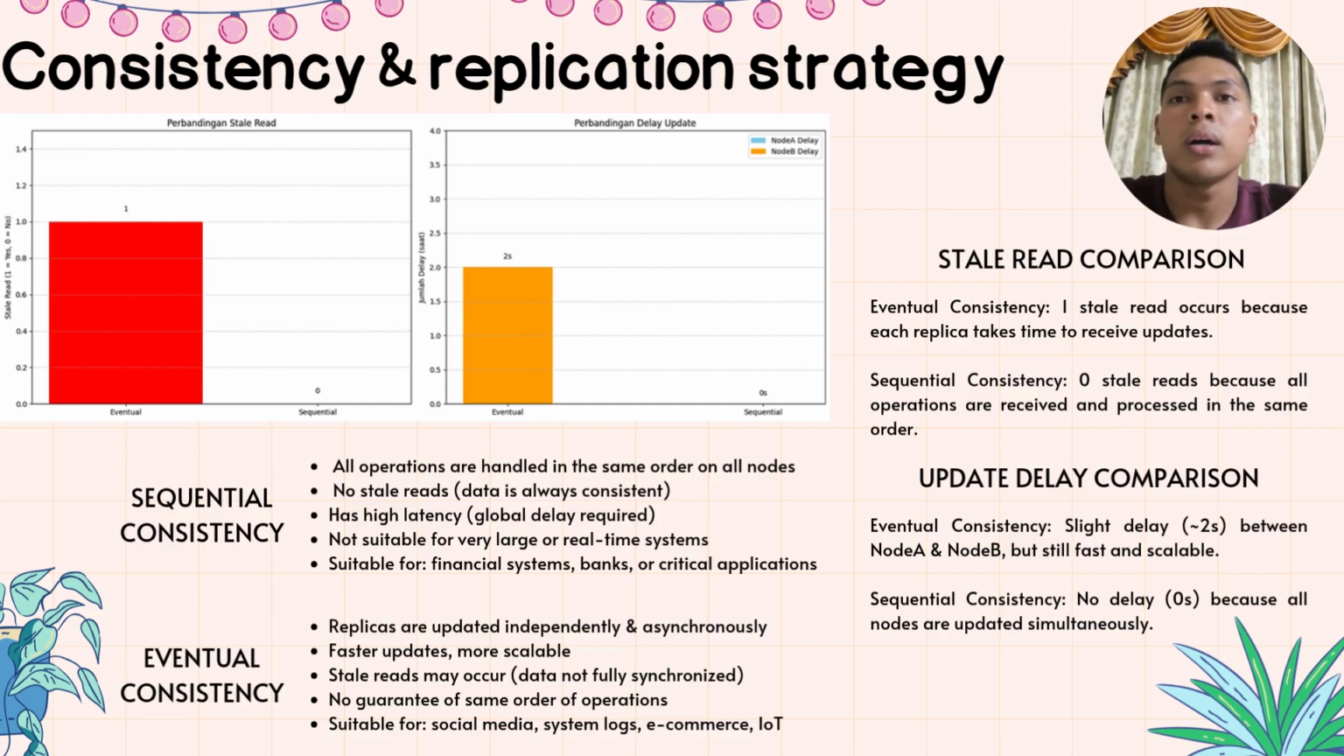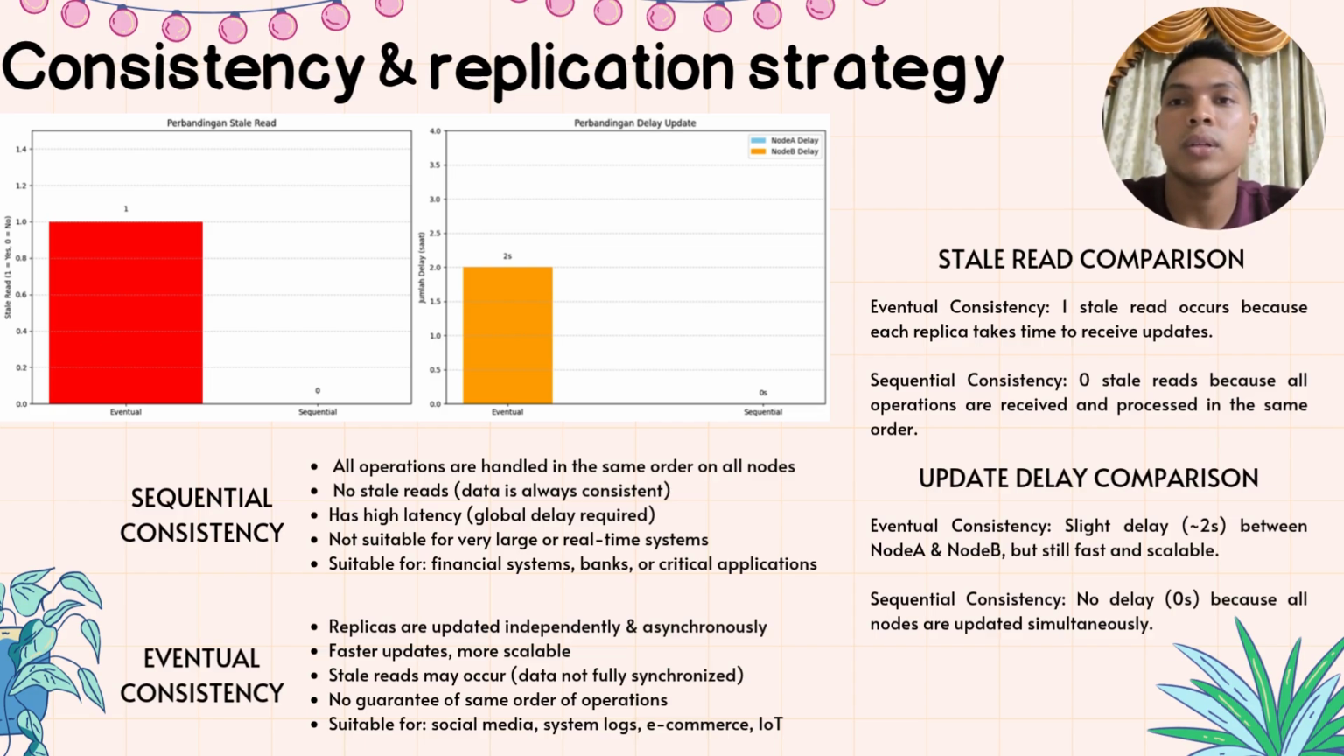All operations are handled in the same order on all nodes, and there are no stale reads. It has high latency, so it is not suitable for very large or real-time systems. It is only suitable for financial systems, banks, and so on.